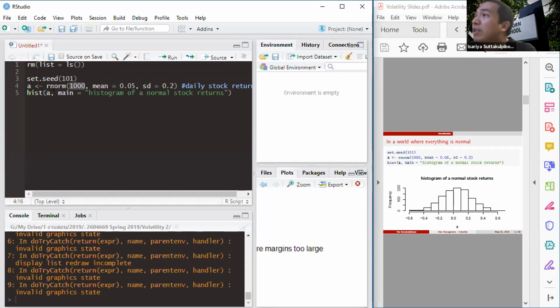Basically I'm going to assume a normal distribution. Why? Because I put in the function called rnorm. R stands for random and norm stands for normal distribution. So this function generates normally distributed numbers, 1,000 of them, with mean 5% and standard deviation 20%. I put that in a vector A, like a column A. And then in line number 5, hist, I plot a histogram of that.